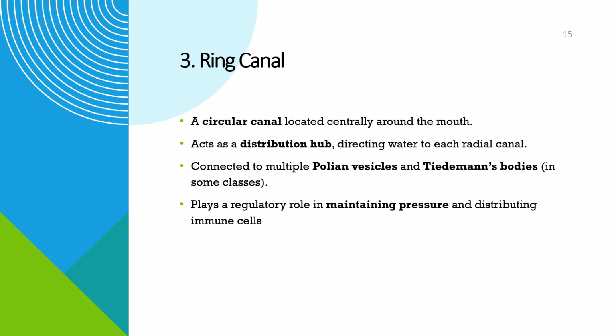Ring canal. A ring canal is located centrally around the mouth. It acts as a distribution hub, directing the water to the radial canal. Connected to the multiple Polian vesicles and Tiedemann bodies, it plays a role in maintaining pressure and distributing immune cells. So ring canal, I said no, round canal is there. Whatever the round canal is there, that is a ring canal. So where you will find the Polian vesicles and the Tiedemann bodies.